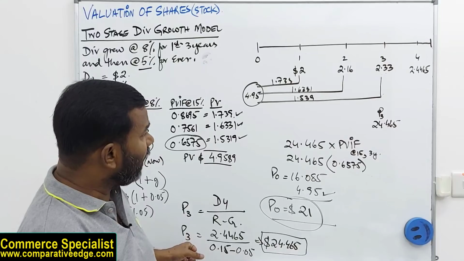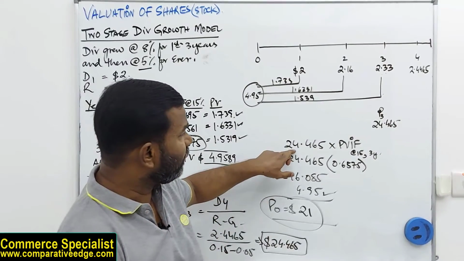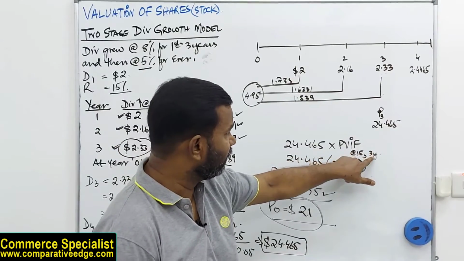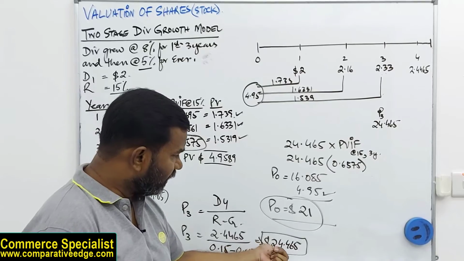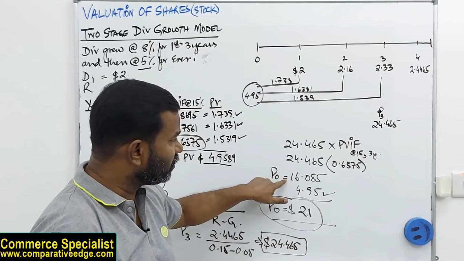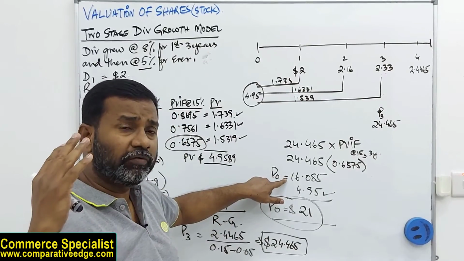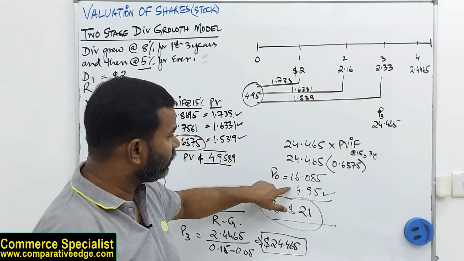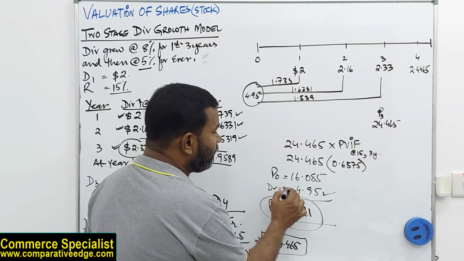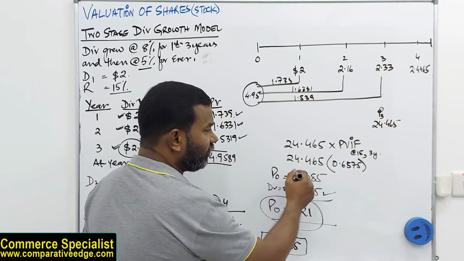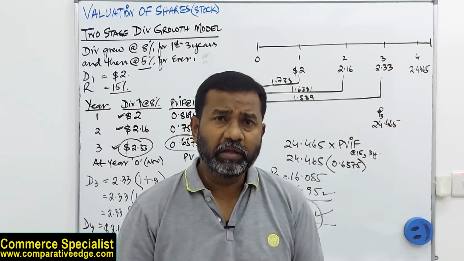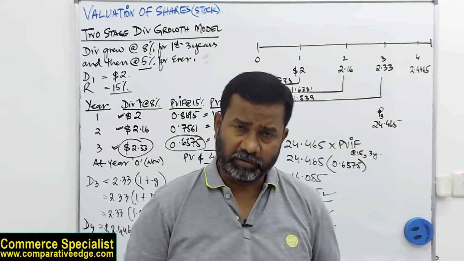But I don't need year 3, I need at year 0. That's why I multiply this amount by the present value interest factor at 15% for year 3. So this gave me the price of this, because this was the share price at year 3. I wanted at year 0. At year 0 it is this much. And what is the value of the dividend which grew the first 3 years? 4.95. So when I add this, this is the present value of all the dividends which grew at 8%. And this is the share price after dividend growing 8%. So when I add all this, I get the share price as of today, and I should be paying $21.